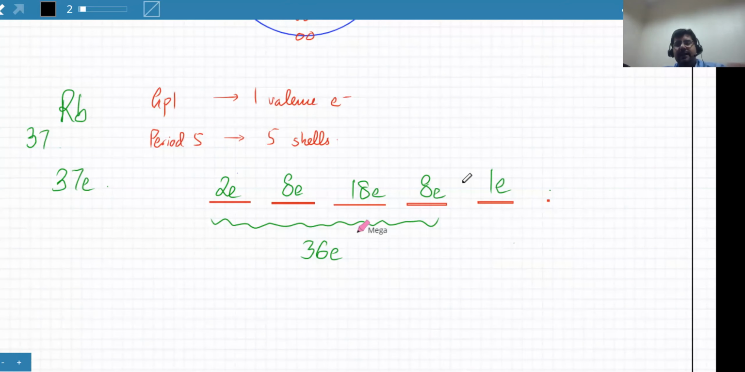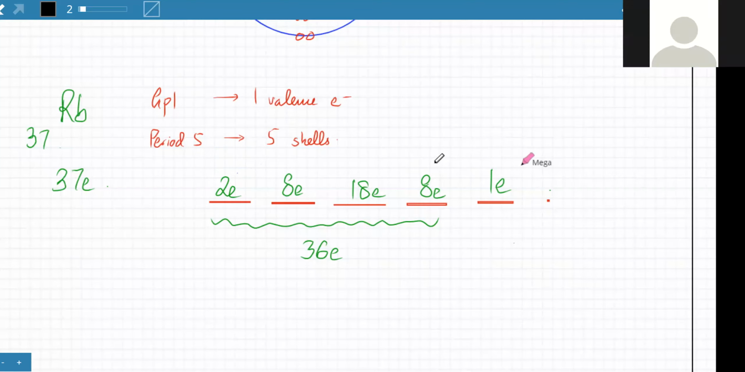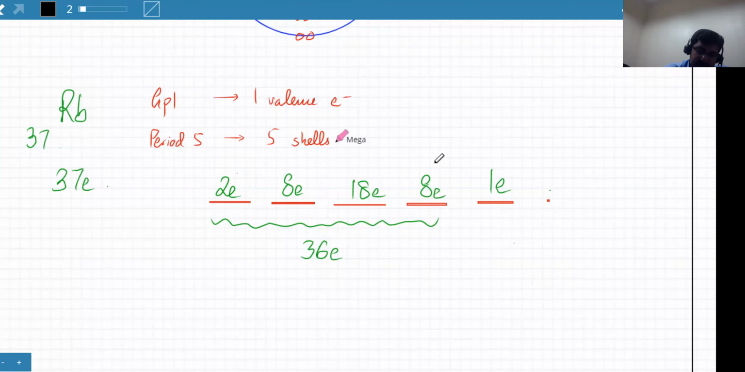The reason we're starting with the last one is that by looking at the group number, we figured out the last one is going to have one electron. Sir, you know the fourth shell? Is it all right if it's not completely full? That's a good question.